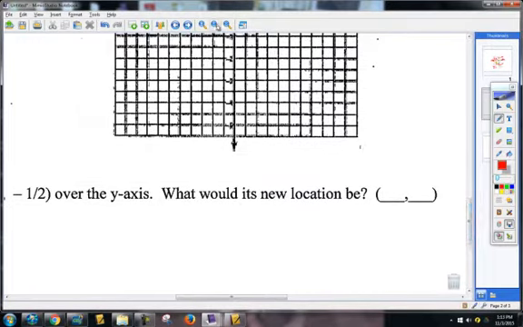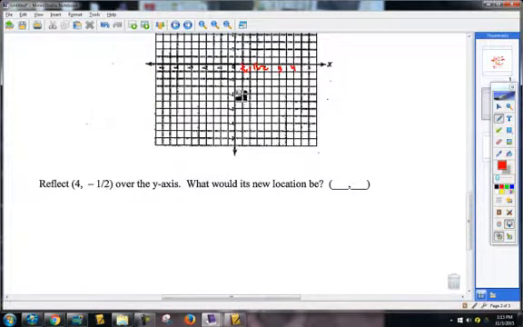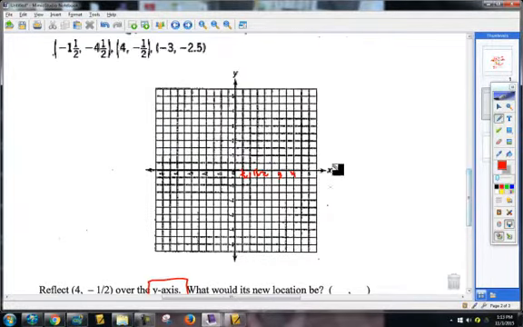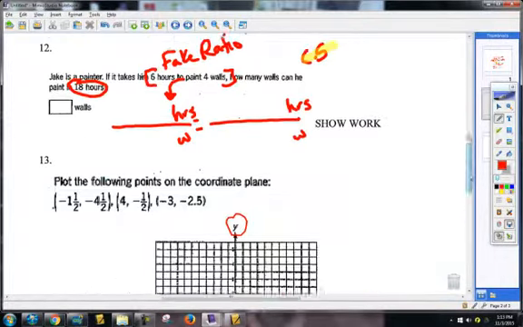Down here, you got it. Once you plot 4, -1/2, wherever that is, you're going to have to reflect it over the y-axis. So as you can see, the x and y are labeled here. So it should be pretty easy there to reflect it. If not, that's all chapter 2. So you can refer back to that.